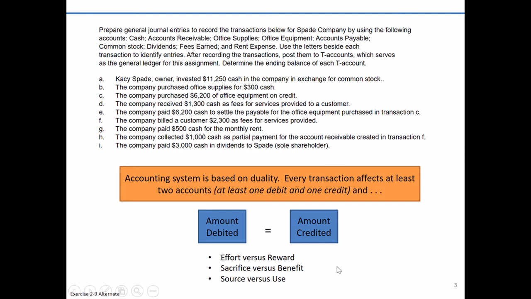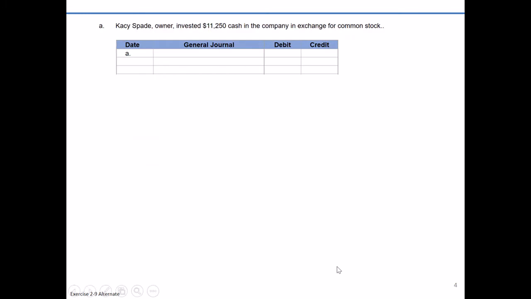So let's go ahead and start jumping into our individual transactions one by one, and we're going to look at A first. We're at the beginning and start of this business, and so we need an investment. We need some cash to get going. So Casey Spade is going to be the sole owner, and Casey is going to go ahead and invest $11,250 in cash in the company in exchange for common stock.